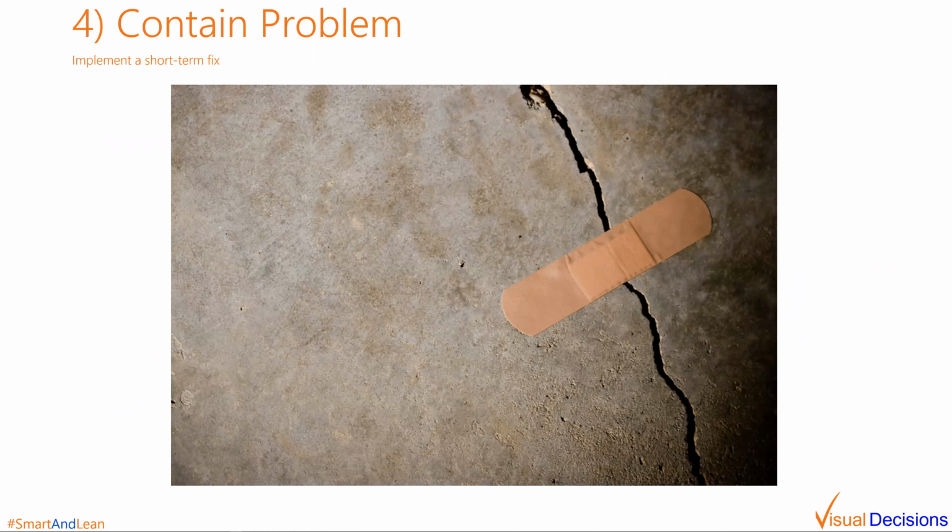Step 4 is containing the problem. By understanding what are the different things that are contributing to the problem and having that clear definition in place, we're now in a position to implement a short-term fix. While we shouldn't be satisfied with putting a Band-Aid on the problem, so to speak, this can contain quality or safety issues while a permanent fix is sought. And having that good analysis in place prior to this point will really help to determine the proper containment measure to implement.